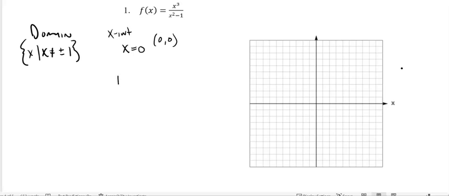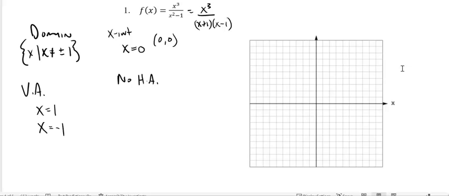Asymptotes: there's no horizontal because the degree of the numerator is greater than the degree of the denominator. There are vertical ones. If I were to factor this, we could have done that first. Then there are no like factors, so those are both vertical asymptotes. X equals 1 is a vertical asymptote. X equals negative 1 is a vertical asymptote.